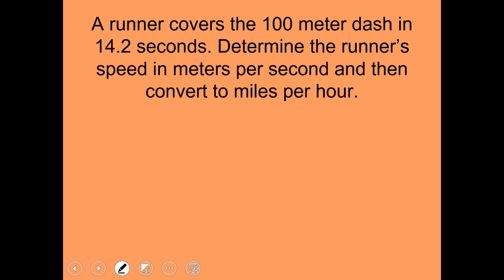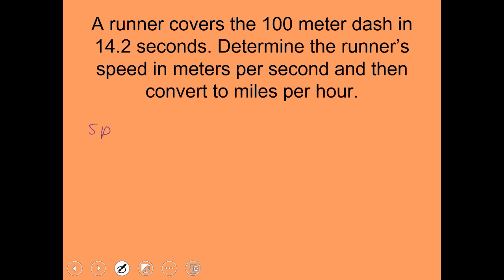One more problem, and then we'll let you go to practicing this and some exercises and assessments and things. But this particular problem says that a runner covers 100 meters in the dash in 14.2 seconds. Okay, not a world record time, but how fast are they running in miles per hour?